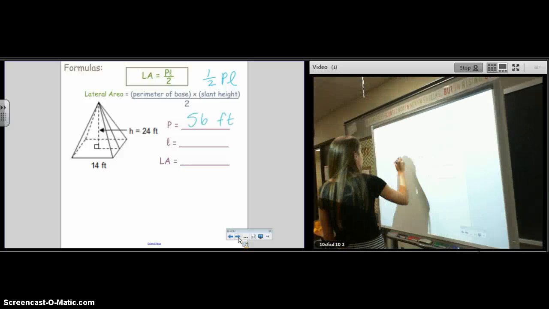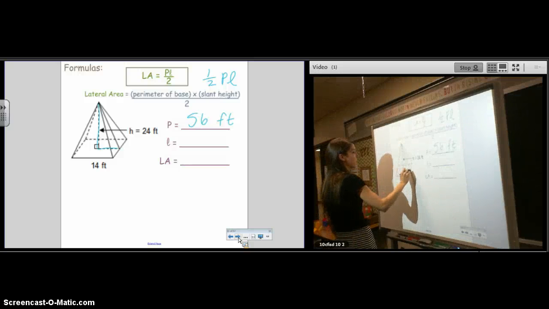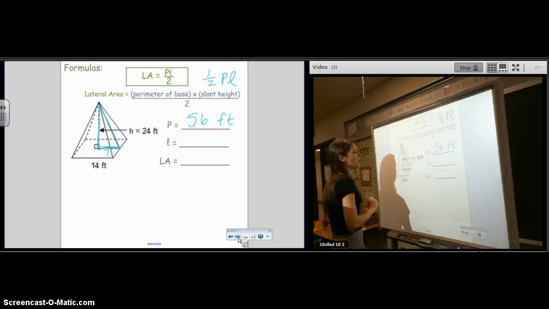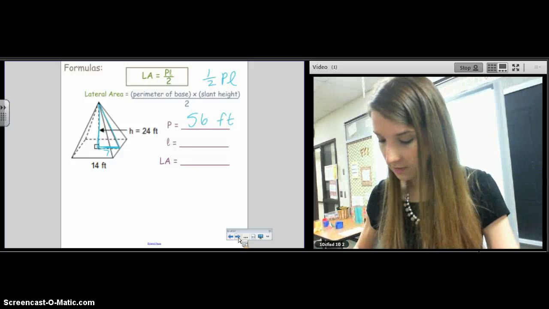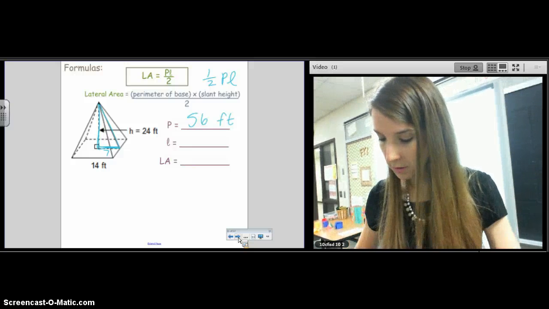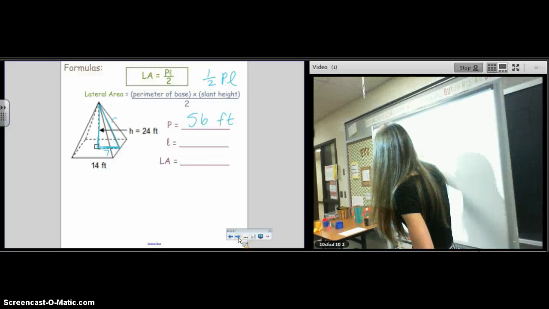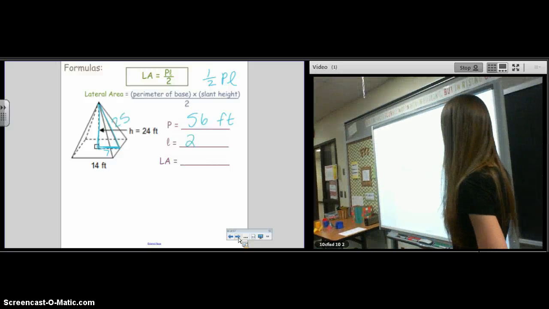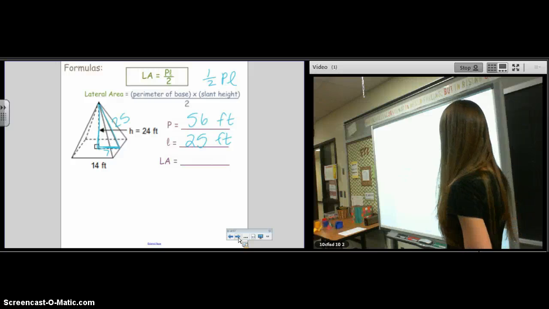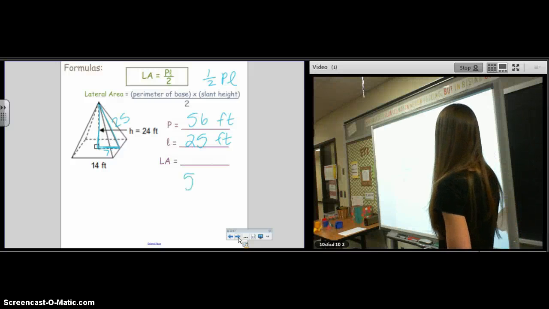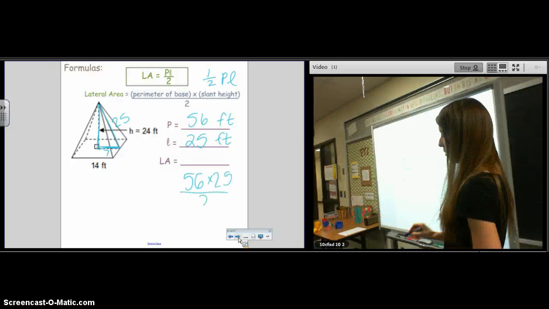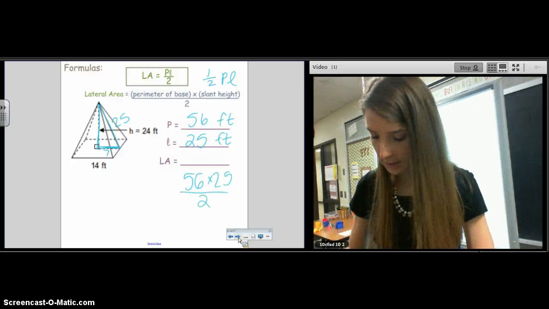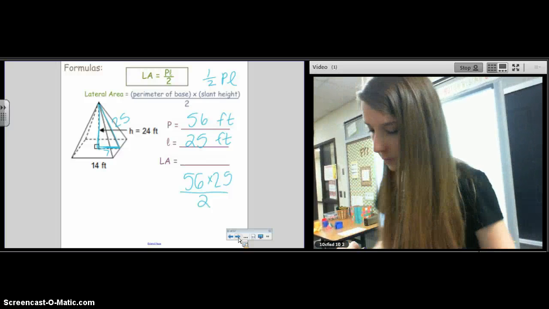Now the slant height is going to be revealed using Pythagorean theorem. This is 24. This is 7. Oh, good. That's a Pythagorean triple. 24 squared plus 7 squared. Square root, and you get 25. So the slant height is 25. And then you do perimeter times slant height divided by 2. 56 times 25 divided by 2.